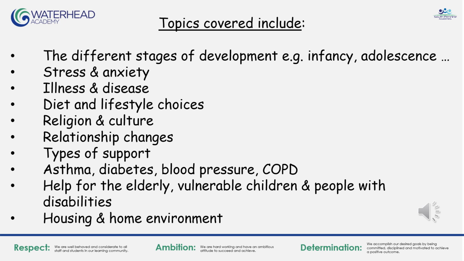You'll learn about different health conditions, so asthma, diabetes, blood pressure, COPD, and how people get these diseases, whether it's inherited or it's because of the lifestyle, and what things they can do. For example, change the diet, change the lifestyle in order to reverse things like potentially type 2 diabetes. You'll learn about what help there is for the elderly, vulnerable children, and people with disabilities.